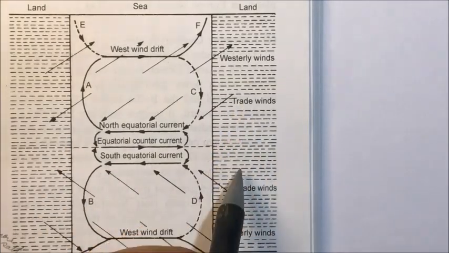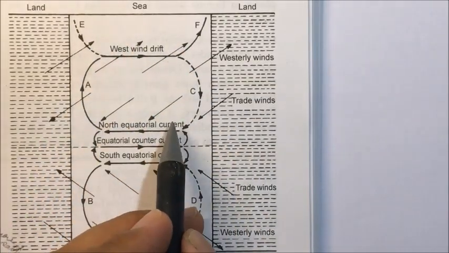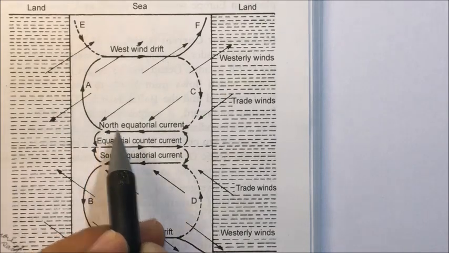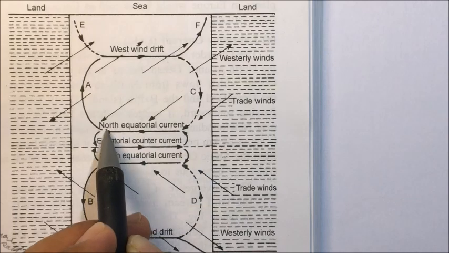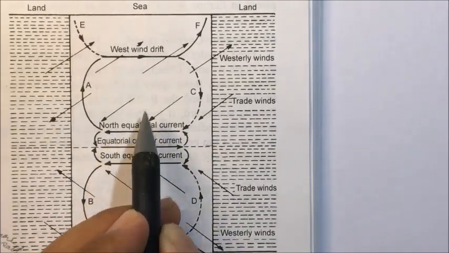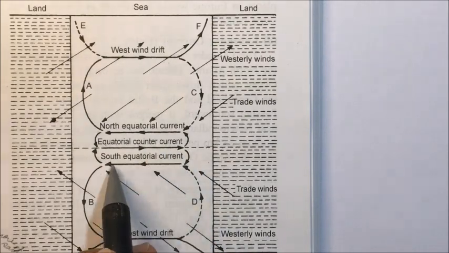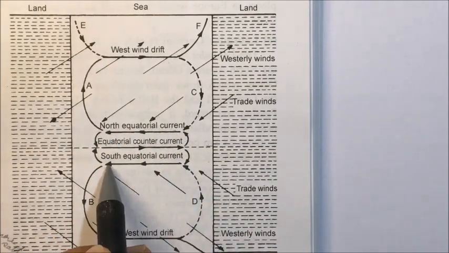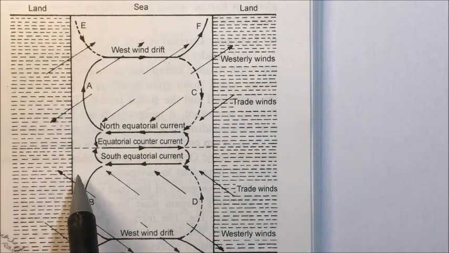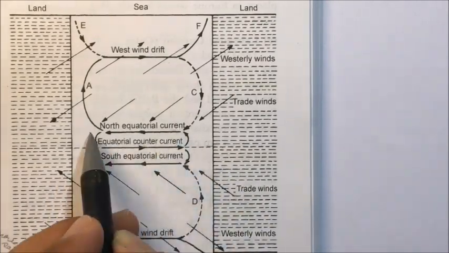Here we can see land on both sides, and here is the sea. This is the sea, and here you can see the north equatorial current. It is in the northern hemisphere. Here this is the equator, and this is the north equatorial current flowing in the northern hemisphere. Similarly, opposite to it, there is the south equatorial current flowing in the southern hemisphere. So we have the north equatorial current and the south equatorial current. They are flowing westward, from east to west.